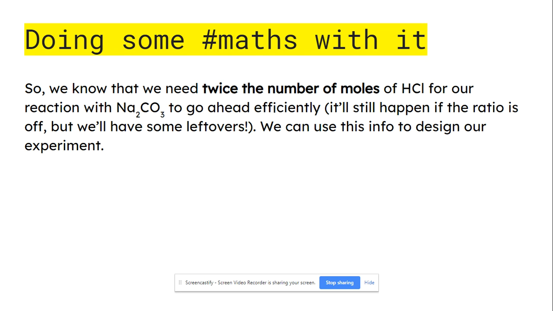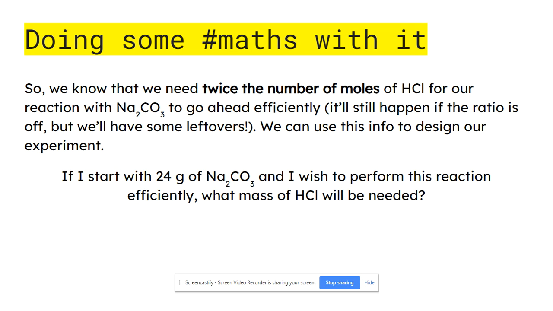We can use this information to design an experiment. So if I start with 24 grams of sodium carbonate and I want to make this reaction happen efficiently, how much hydrochloric acid am I going to need? I've got some starting information, but I don't know how much hydrochloric acid I need to add in order for this to be a nice, efficient, no leftovers experiment.